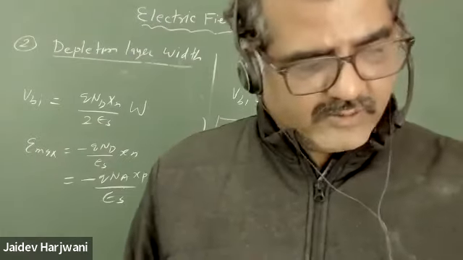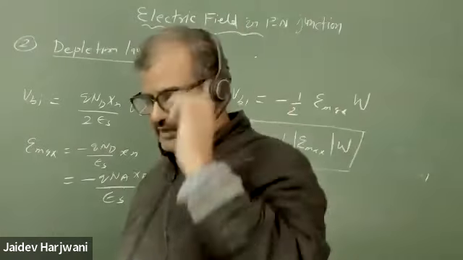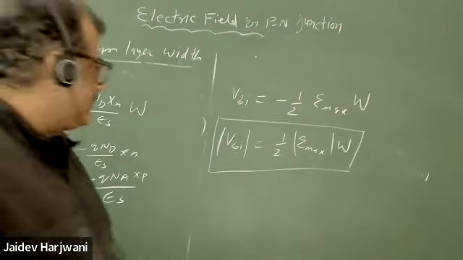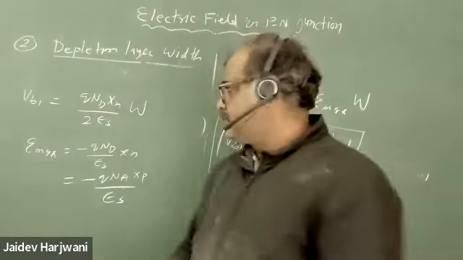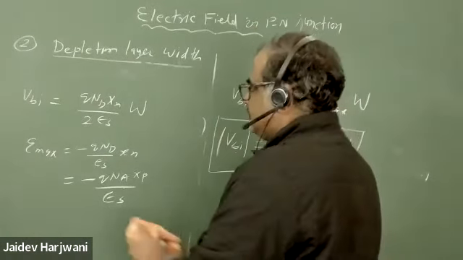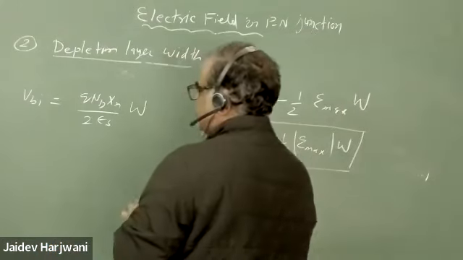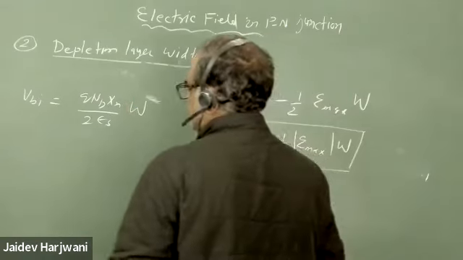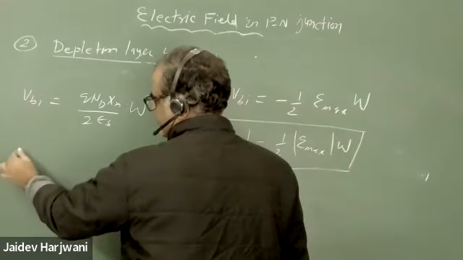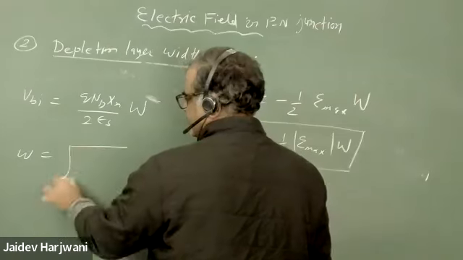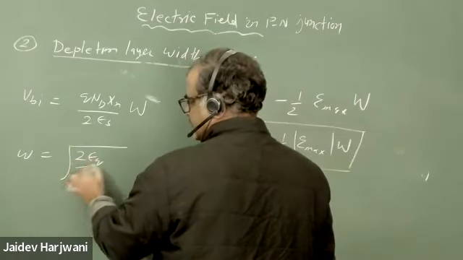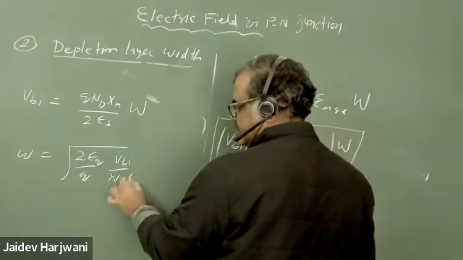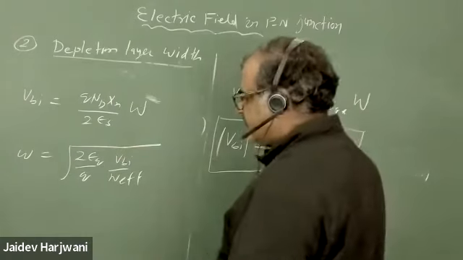Now let us see how this depletion layer width varies with the applied voltage. So let me write the formula for W. Now I know what W is. Just now we wrote that W equals the square root of 2 ES by q, times VBI, over N effective. So this is the depletion layer width.